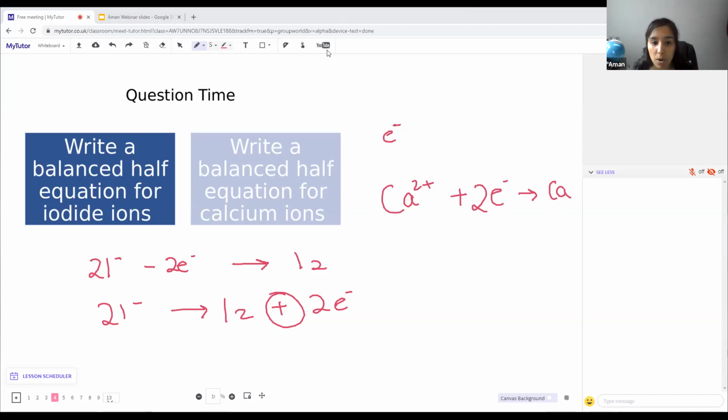Good. Okay. Any questions on that then? So that's writing half equations. And as I said, this was kind of what we were supposed to cover last Friday. Do you need to know the periodic table off by heart, or will you be given the table in the exam? You'll definitely be given the table in the exam. It's always an insert.